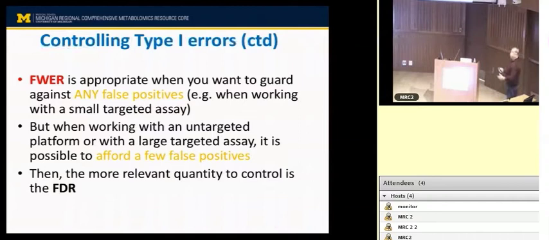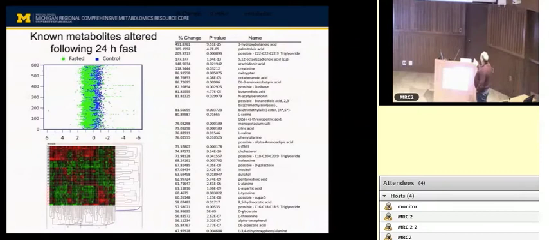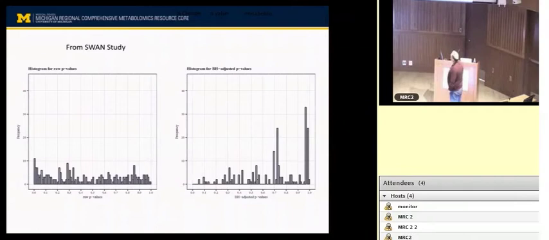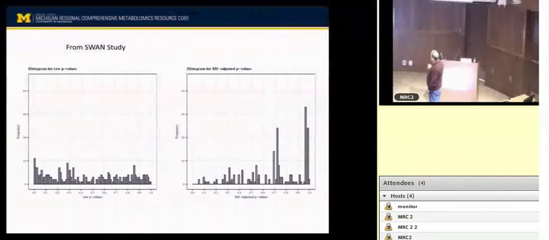Here I'm showing you an example from another study of Chuck's, with the percent of change, which is the fold change in some sense, the corresponding p-values, and so forth. If we look at the Swan study, we see that we didn't have very strong differentials, because you are looking at how many differentials you have that have strong p-values without taking into consideration this multiple comparisons problem.